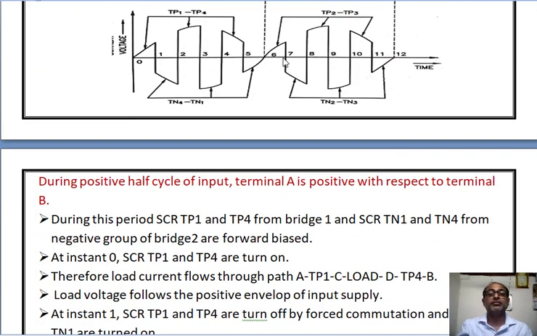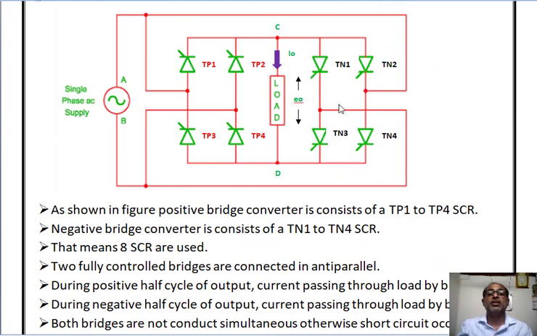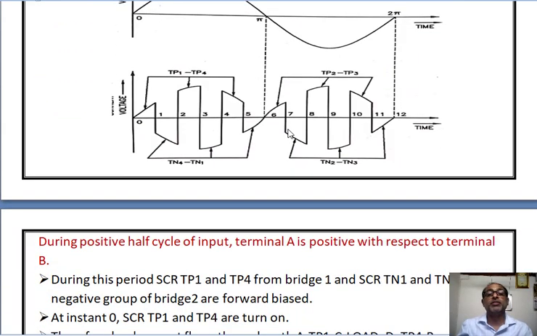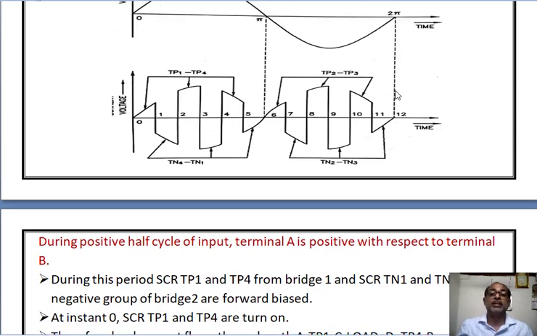Now at instant 7, the SCRs TP2 and TP3 are turned off by force commutation, and at that time SCRs TN2 and TN3 are turned on. Due to this, the current flows from terminal B to TN3, then load, then C, then TN2, and then terminal A. So here the current flows in the reverse direction. That means the load current is negative and the load voltage follows the negative input cycle. Here we can see at instants 8, 9, 10, 11 and 12 the SCRs are turned on and off alternately, and as shown in this figure, after completion of these 12 instants, one input cycle is completed.